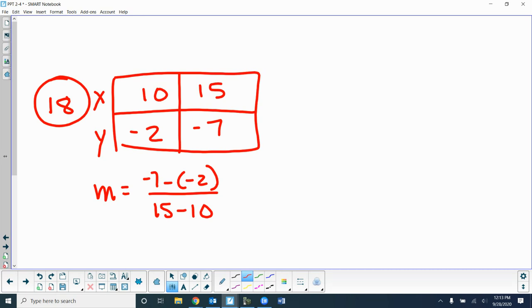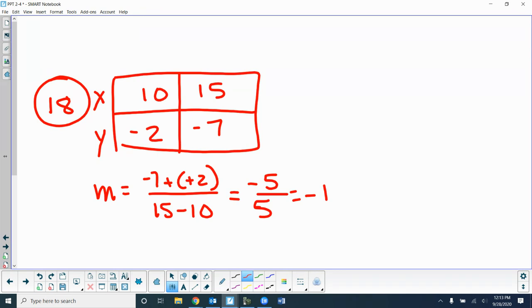All right, so that's how we get our m. So minus the negative is plus, so that's negative 5. And that's also negative 5. No, it isn't, positive 5, sorry. And that's negative 1 for our slope.